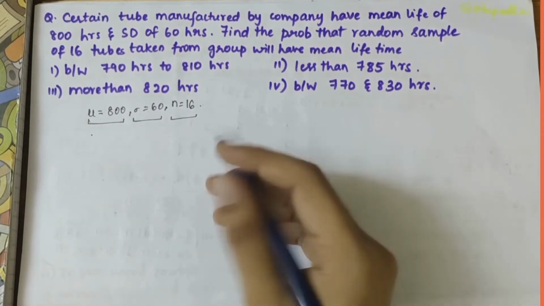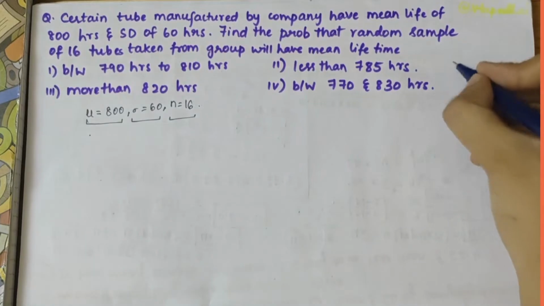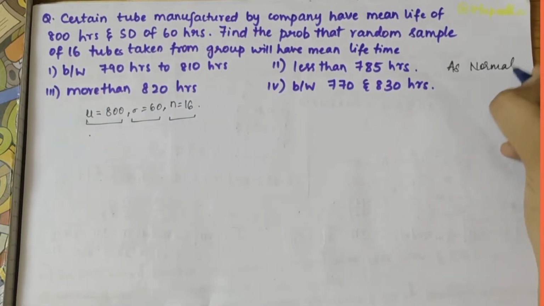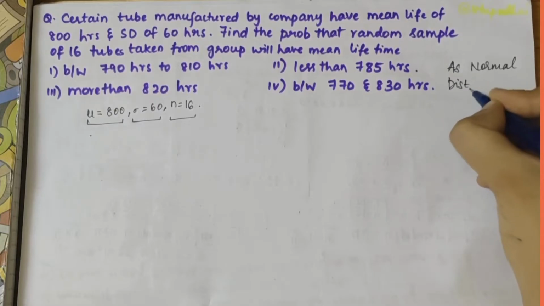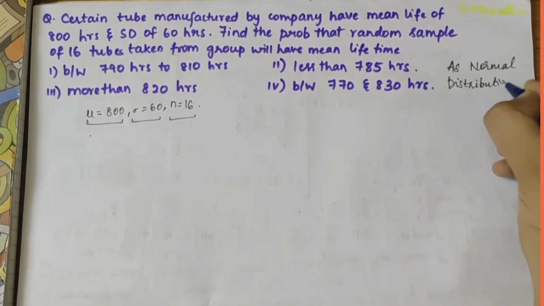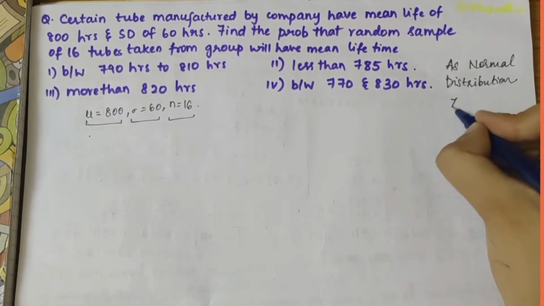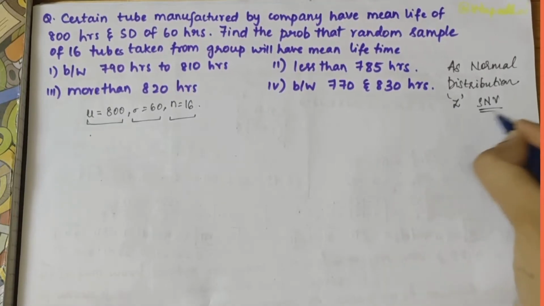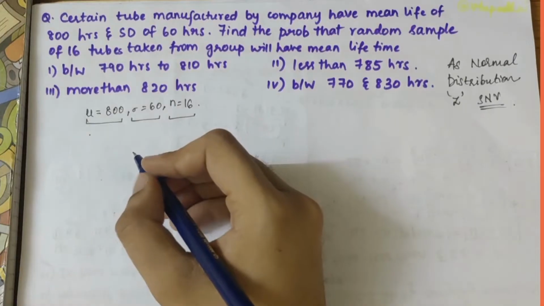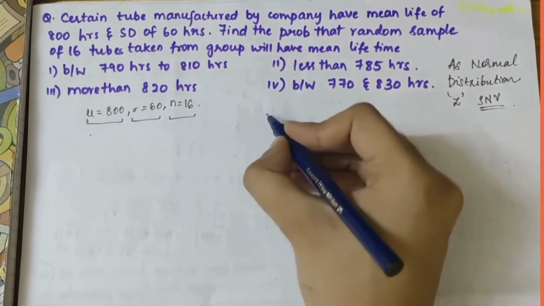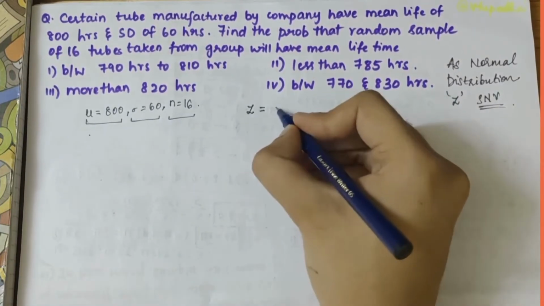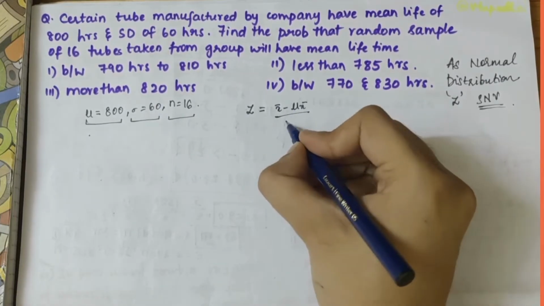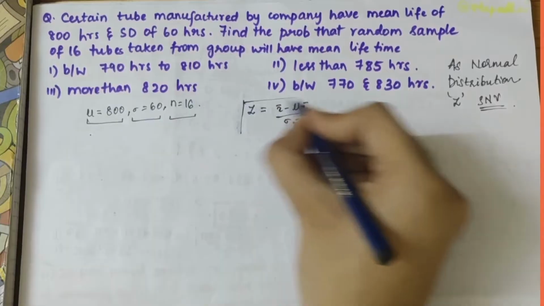Here we assume that it is a normal distribution, so it involves the z, that is the standard normal variate. For finding z, we have to write the formula: z is equal to x bar minus mu of x bar by sigma of x bar.